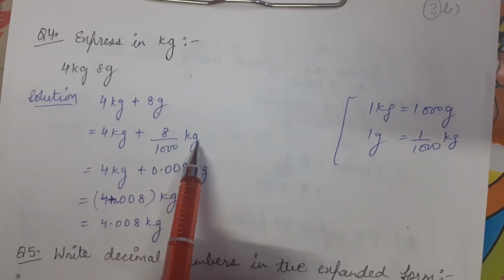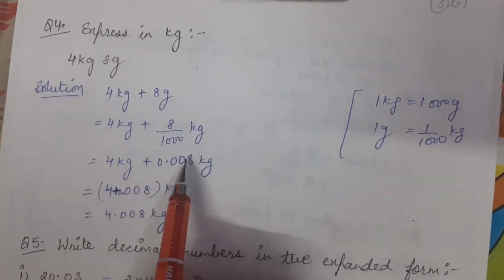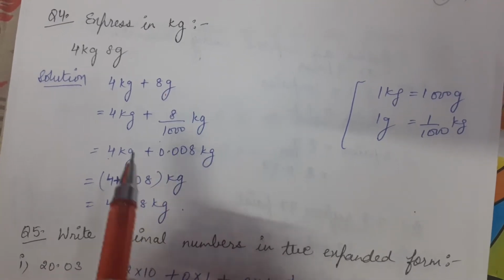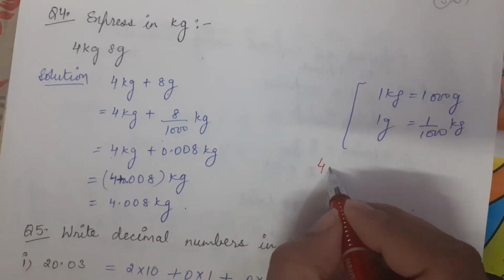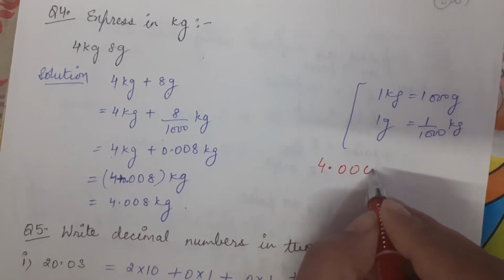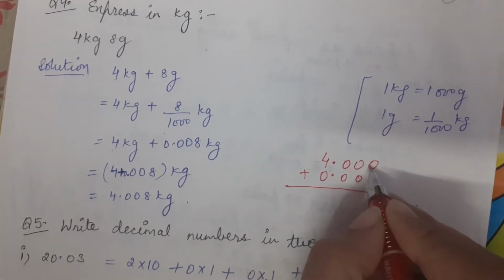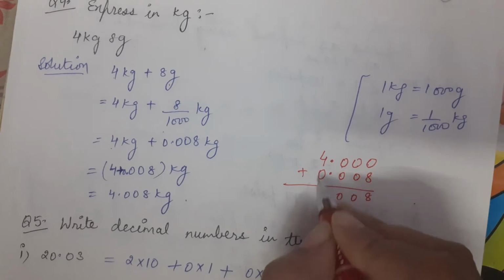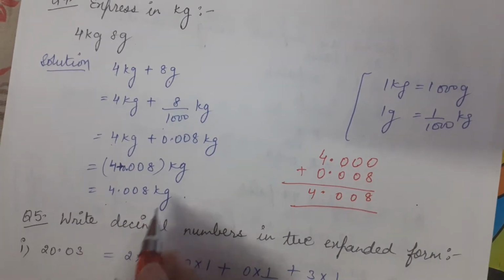8 upon 1000 kg. So 4 kg plus. We have to make 3 digits here. So we can write 0.008 kg. Now we have to add this. How? We have to convert into decimal. It will become 4.000 and 0.008. So we can add 0 plus 8, 8, 0 plus 0, 0, 0 plus 0, 0 and 4 plus 0, 4. So answer is 4.008 kilogram.